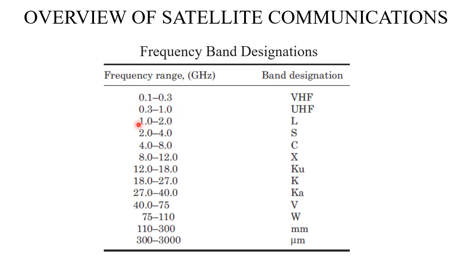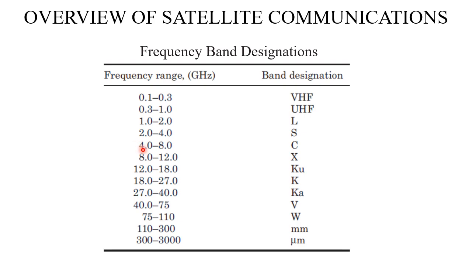Next one is the 1 to 2 gigahertz range, which is called the L band. Our GPS system is actually using this L band. Next band is 2 gigahertz to 4 gigahertz. This particular band is called the S band. Bluetooth or microwave oven are actually using this particular range of frequency.